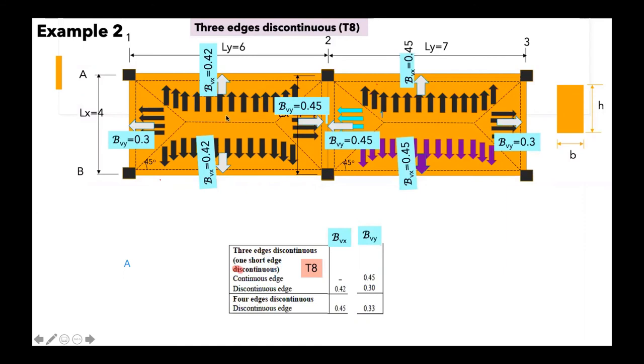Okay, now 6 divided by 4 is 1.5. Therefore, now we have T8, discontinuous edge. This is discontinuous edge for this slab, while this one is continuous edge.